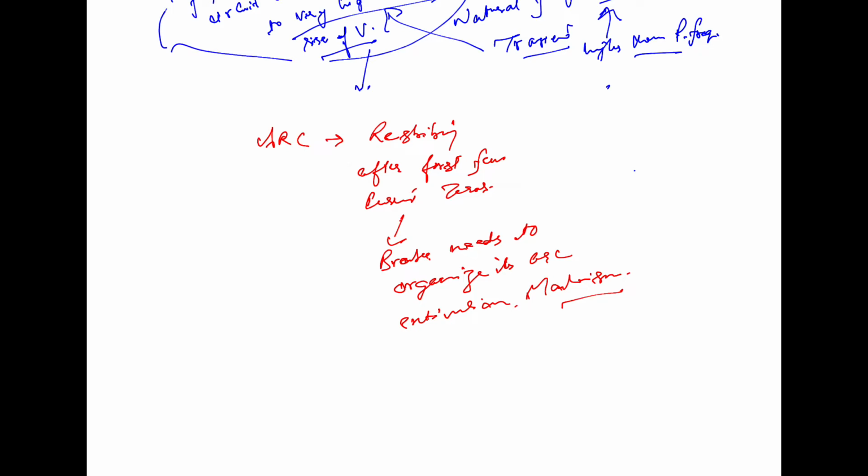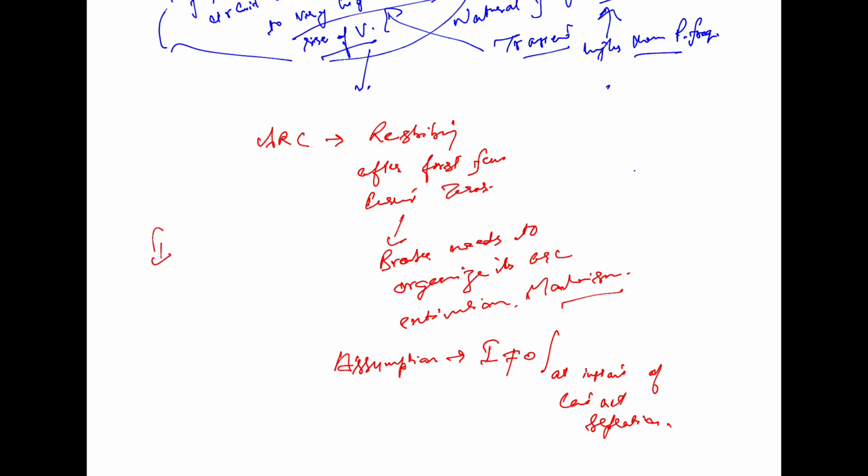Now, whatever we have discussed is under the assumption that the current at the instant of contact separation is not zero. Now the question arises: what if the current at the precise instant of contact separation is zero? So what happens when the current is equal to zero at the instant of contact separation?